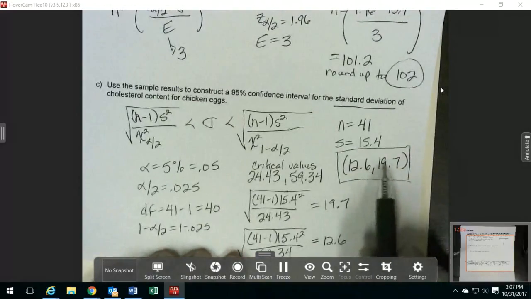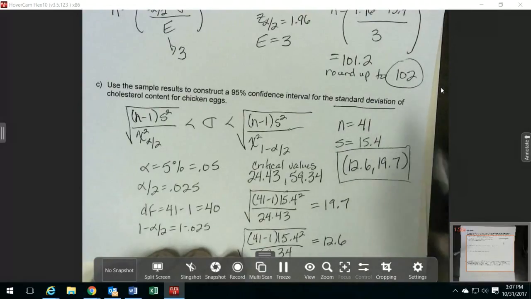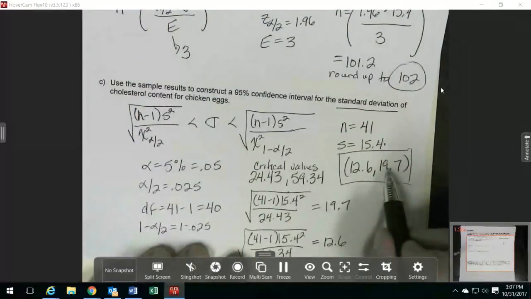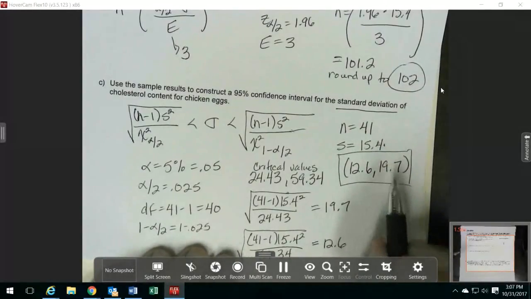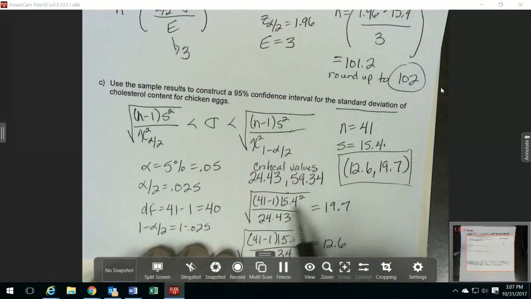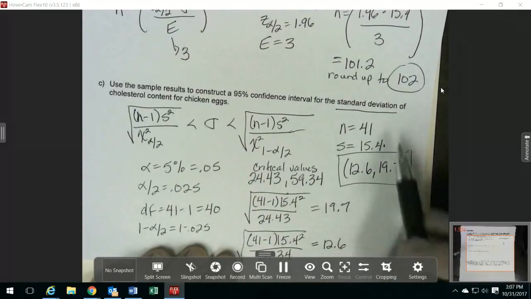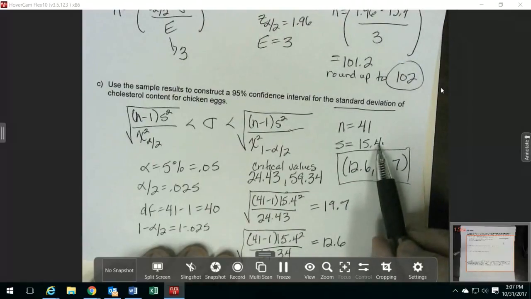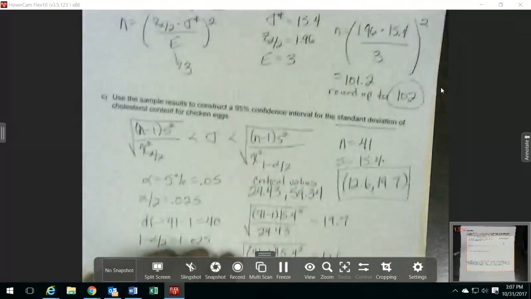For these, your sample standard deviation, your point estimate, isn't usually in exactly the middle between these two, but it should be somewhere in between them. So if you look at our sample standard deviation up here, 15.4, it is in this interval. That's one way that you can know that you got your values correct. If you did something wrong down here, then your interval may be a long ways away from your sample standard deviation, and that way you know that's not right.